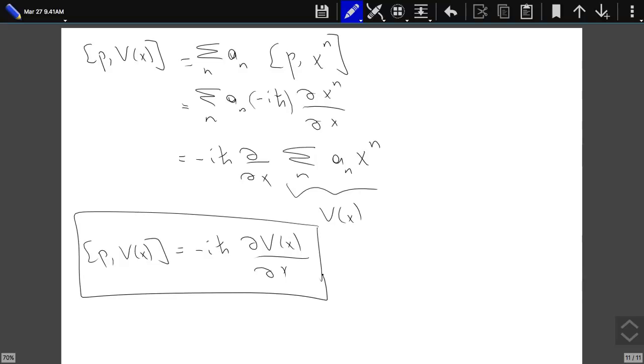So if I calculate the commutator of momentum with a function of x only, that's the only thing I have, V(x) has to be a function of x only, then I can just write the momentum as the derivative acting on V only.